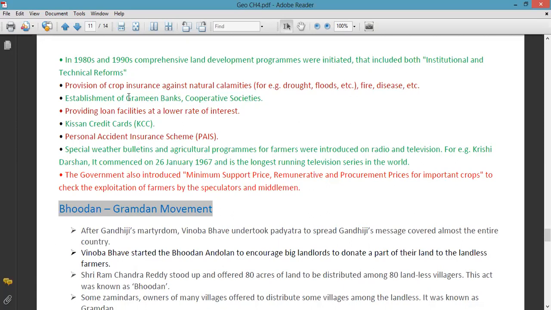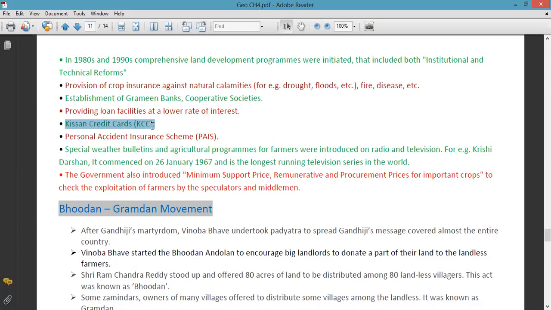They are generally controlled by NABARD. Have you heard about NABARD, anyone? We have less time. National Bank for Agricultural and Rural Development. Okay, next, providing loan facilities at a lower rate of interest. These banks will provide loans for farmers at a lower interest rate.